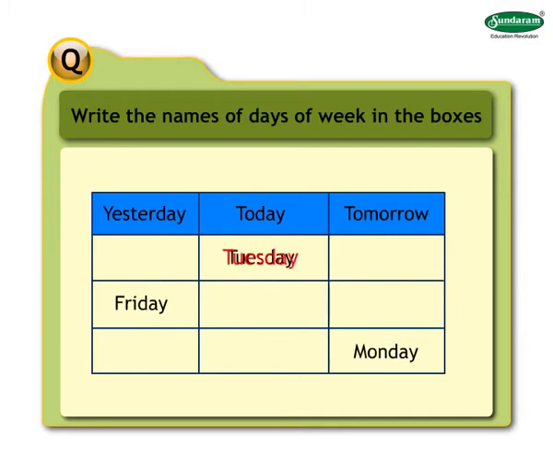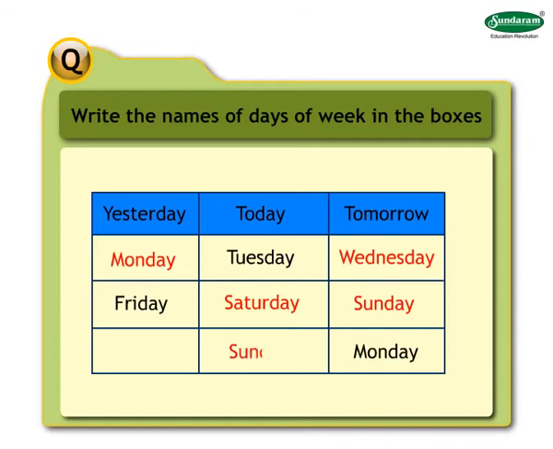If today is Tuesday, yesterday was Monday, tomorrow will be Wednesday. If yesterday was Friday, today is Saturday, and tomorrow will be Sunday. If tomorrow will be Monday, today is Sunday, and yesterday was Saturday. Children, keep practicing this concept through many different situations.